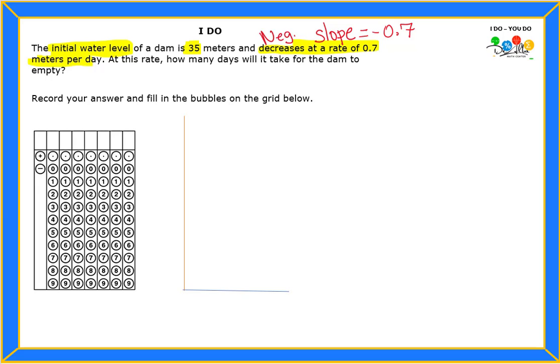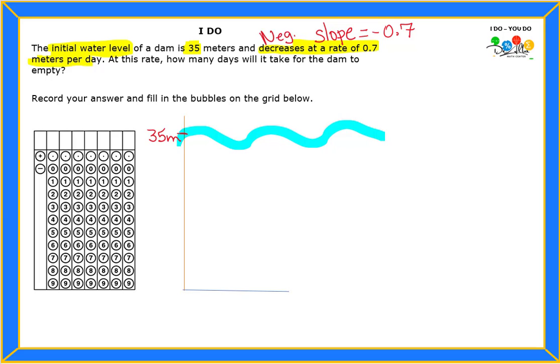Let's represent the problem on the graph below. So we're talking about water level. So let's see. I'm not such a great artist, but that's my water right there, right? What's the height of the water? Well, it said that it was 35 meters. So right here is going to be 35 meters. That's the initial water level, right?